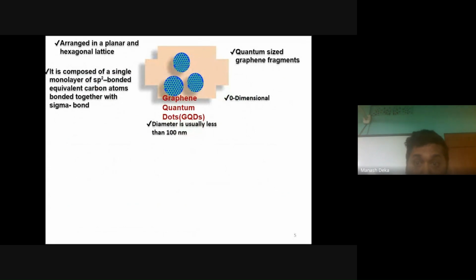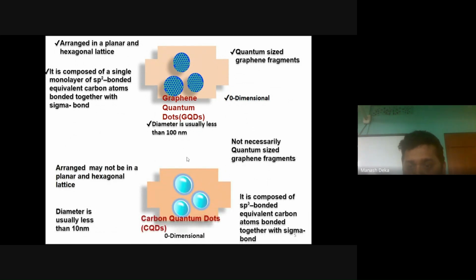So graphene quantum dots are quantum-size graphene fragments, and they are zero-dimensional, and the diameter is usually less than 100 nanometer. They are arranged in a planar and hexagonal lattice, and are mainly composed of sp2 bonded equivalent carbon atoms with single sigma bonds. Then for carbon quantum dots, they are not necessarily quantum-size graphene fragments, and they are composed of sp3 bonded equivalent carbon atoms. They are also zero-dimensional, but may not be arranged in a planar and hexagonal lattice, and the diameter is usually less than 10 nanometer. So this is the difference between graphene quantum dots and carbon quantum dots.